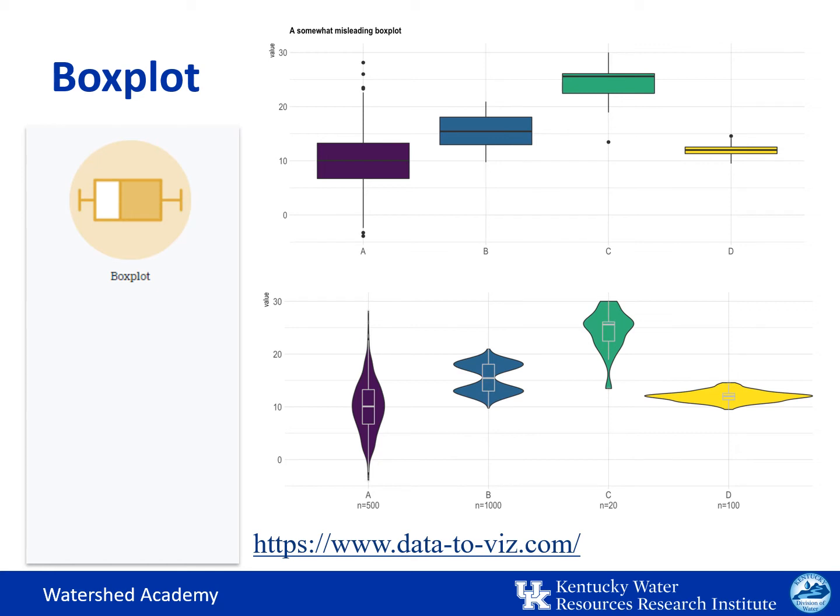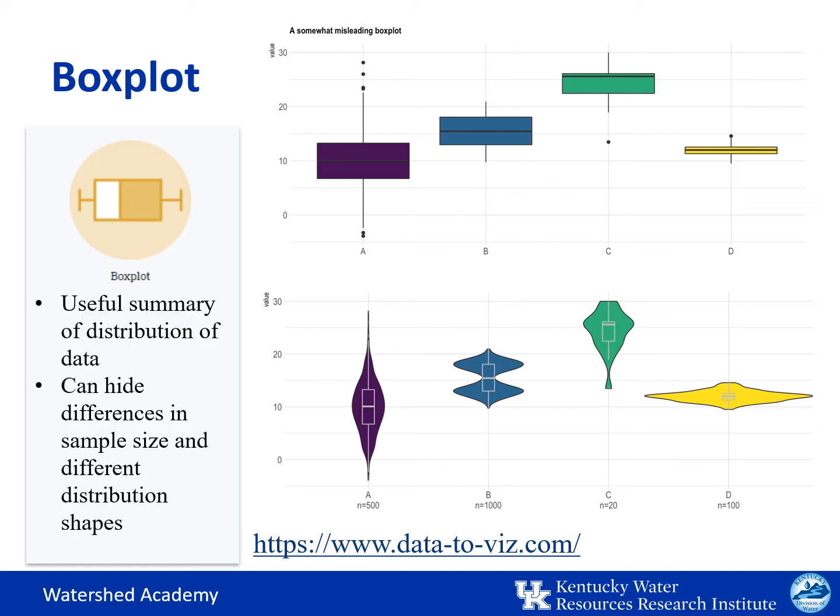For instance, look at the blue. You have a bimodal distribution there centered around the interquartile range, but you don't detect that in the results. You also can't tell how many results are being summarized. So A has 500, B 1,000, C 20, and D 100. So it's important if you have differences in sample size that you indicate that data at the bottom of the chart.